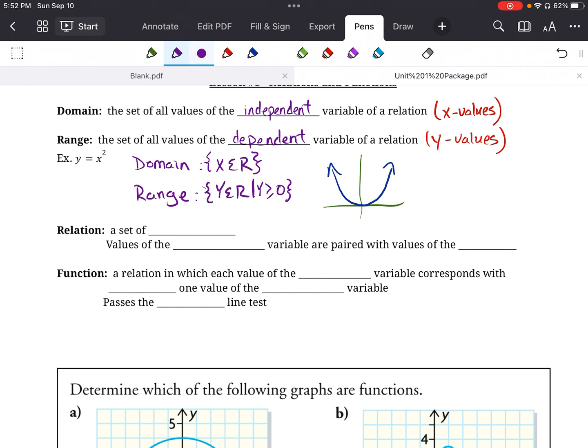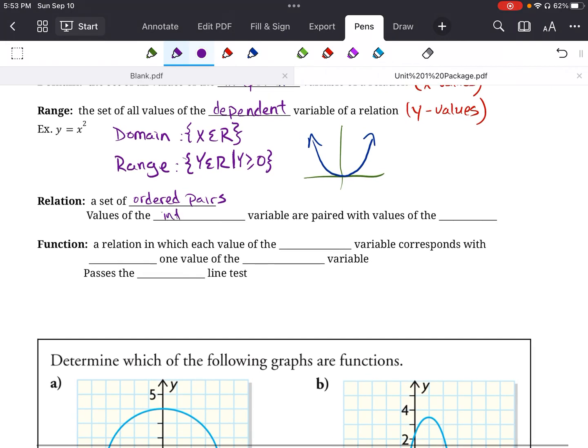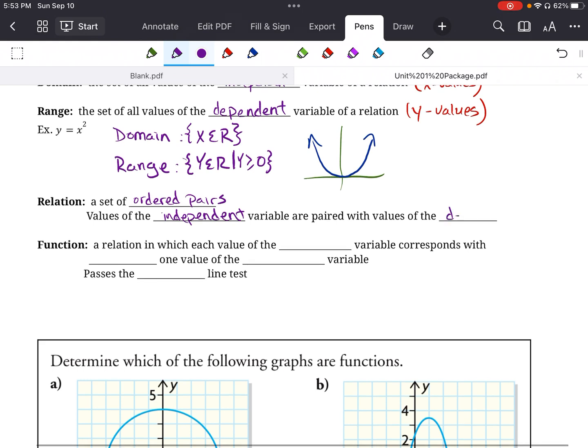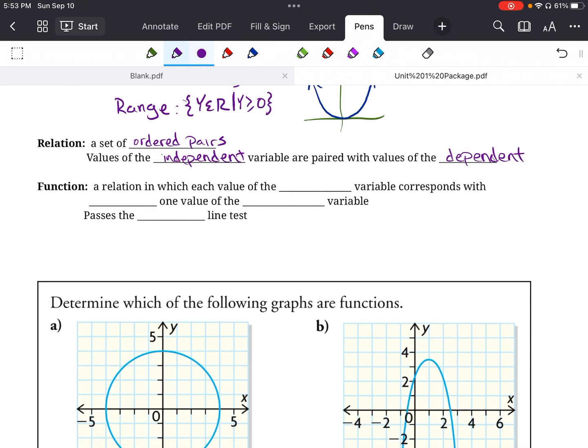A relation is a set of ordered pairs. It's the values of the independent variable are paired with the values of the dependent variable. Okay, and then a function, which is what we're working with here, is a relation in which each value of the independent variable corresponds with exactly one value of the dependent variable. And it passes the vertical line test.